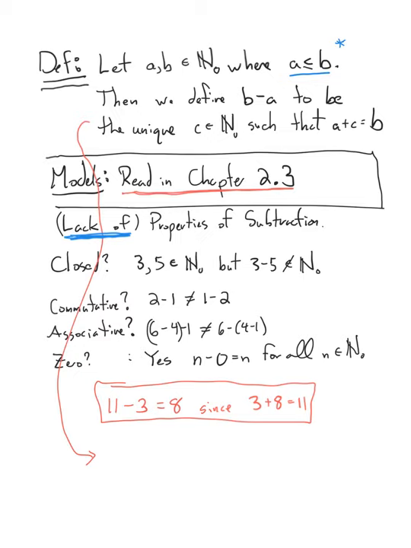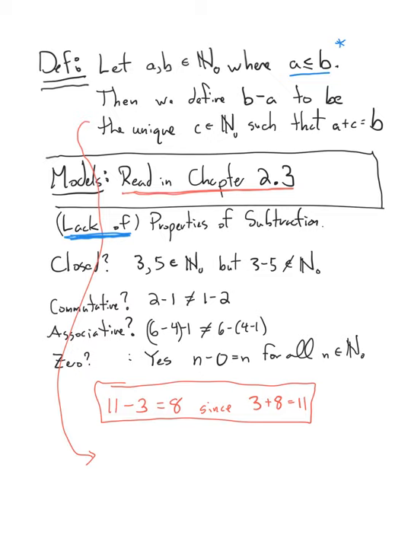Is it closed? Let's pick two numbers, 3 and 5. If I want to do 3 minus 5, well, 3 and 5 are whole numbers, of course, but 3 minus 5, we're kind of relaxing this condition here. But 3 minus 5 is negative 2. Negative 2 is not a whole number. Remember, this is just the numbers 0, 1, 2, 3, 4, all the way to infinity. There's no negative numbers in this set. So the whole numbers are not closed under subtraction. So we don't have closure.